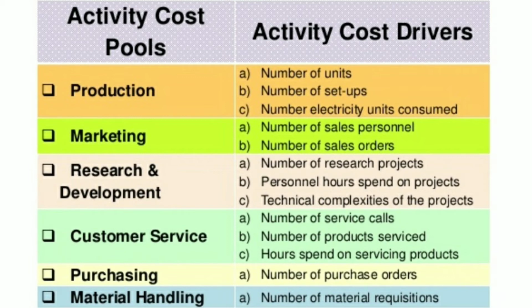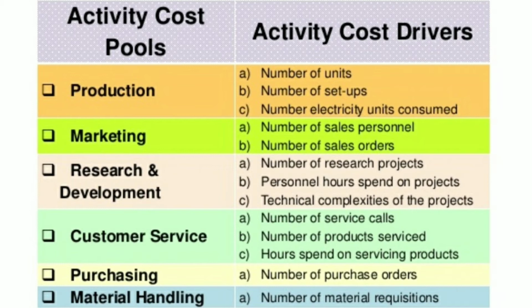हैं प्रोडक्शन, और उसमें एक्टिविटी कॉस्ट ड्राइवर्स हैं नंबर ऑफ यूनिट्स, नंबर ऑफ सेटअप्स, इलेक्ट्रिसिटी यूनिट्स कंज्यूम्ड। अनदर एक्टिविटी कॉस्ट पूल कैन बी मार्केटिंग, जहां पर नंबर ऑफ सेल्स पर्सनल हैं, नंबर ऑफ सेल्स ऑर्डर्स, दे आर द बेसिक कॉस्ट ड्राइवर्स ओवर हियर.